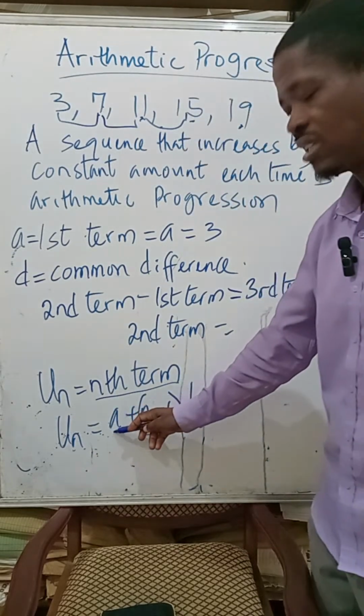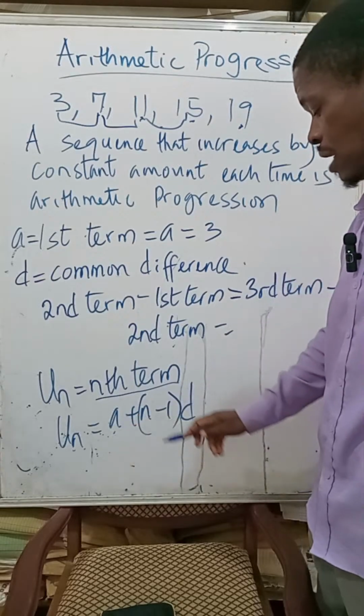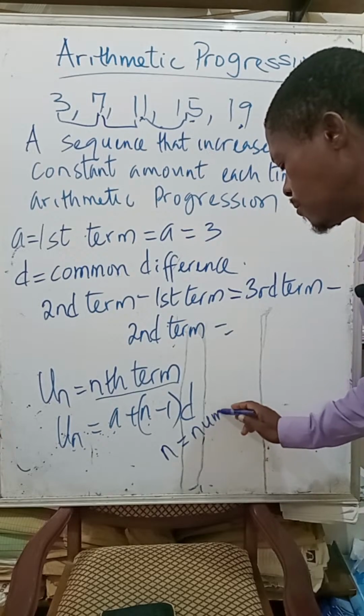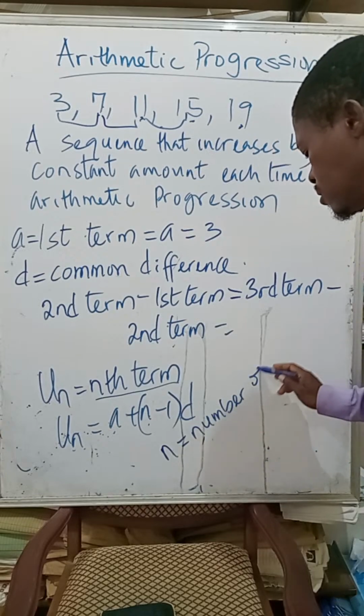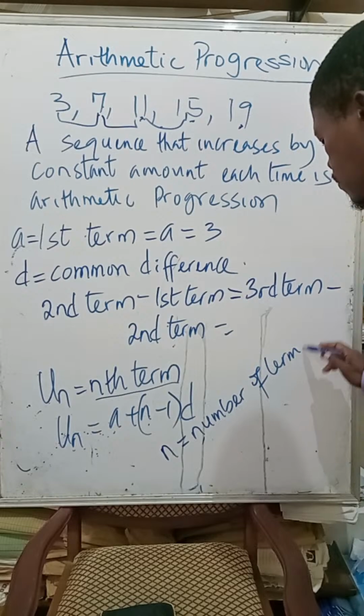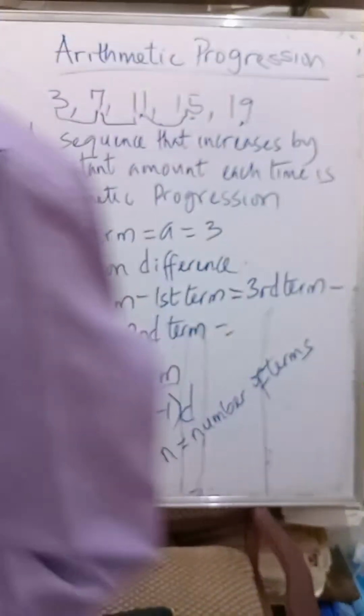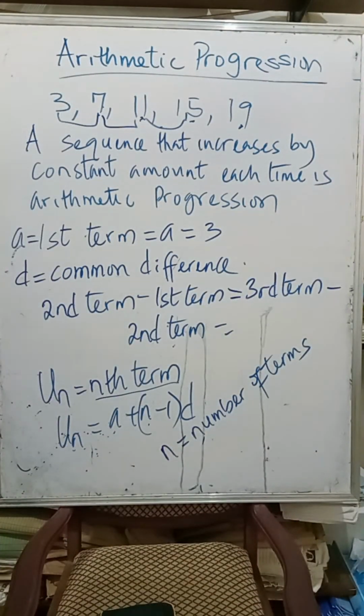A is the first written number, that's the first term. N is the number of terms. And D is the common difference. So these are the things we want to look into probably in the subsequent video.